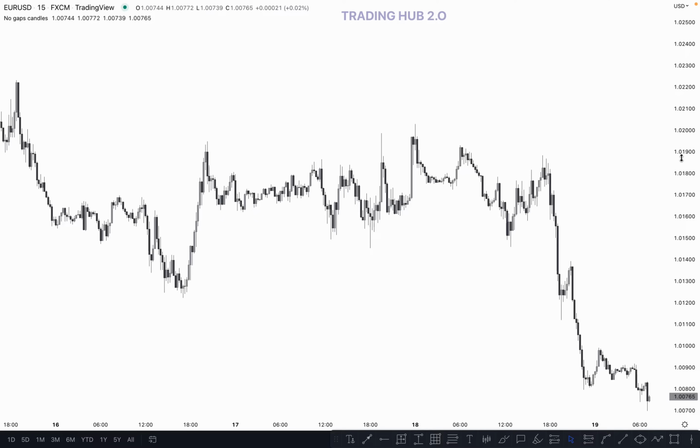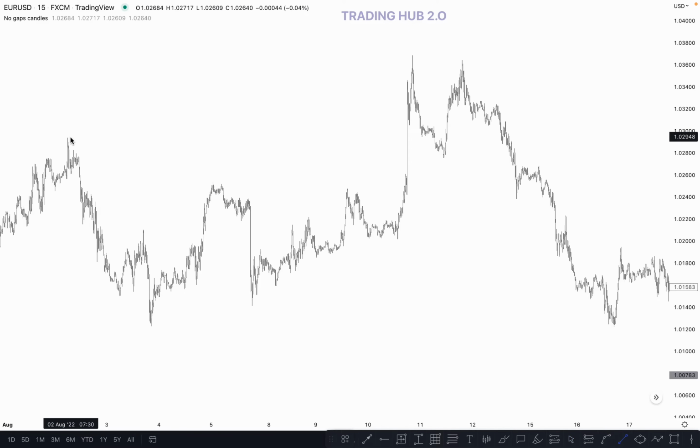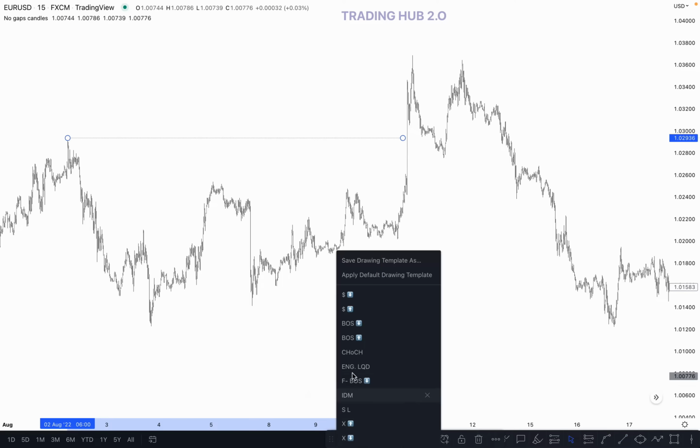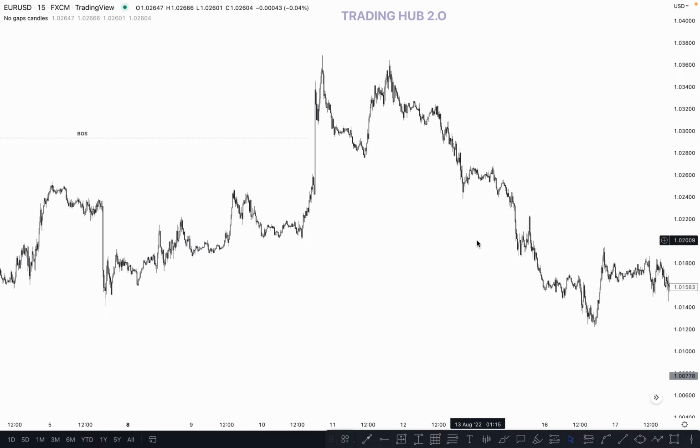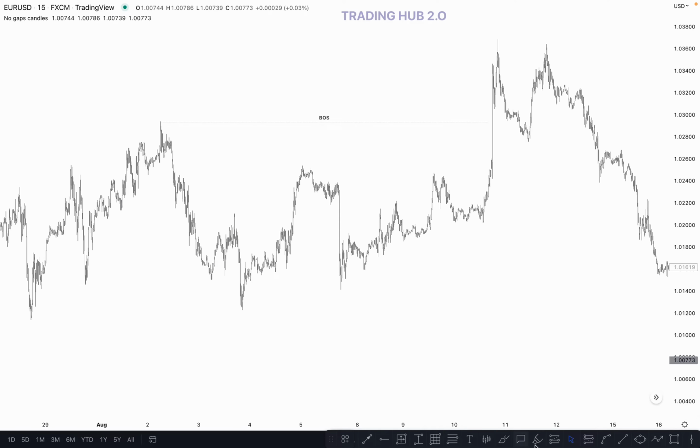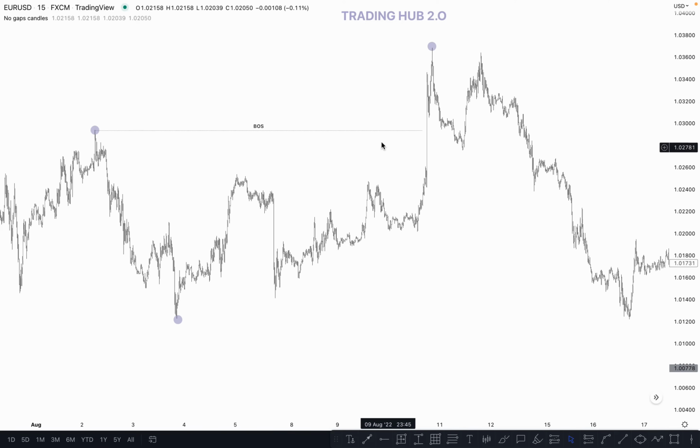Now you can see on the screen, this is a 15-minute chart. This is our previous high, and this was our break of structure. After the break of structure, what happened here? Market took a deeper pullback to the downside, and where is our higher low and higher high? You can mark this one, okay?